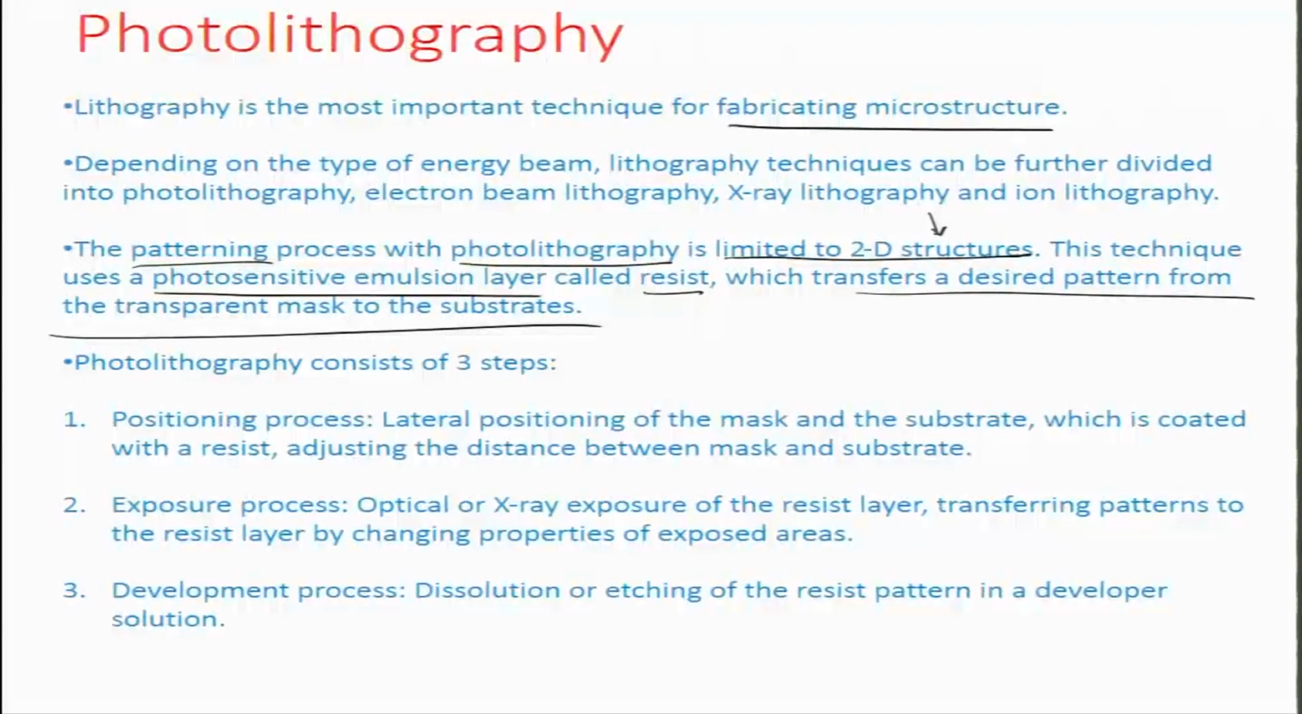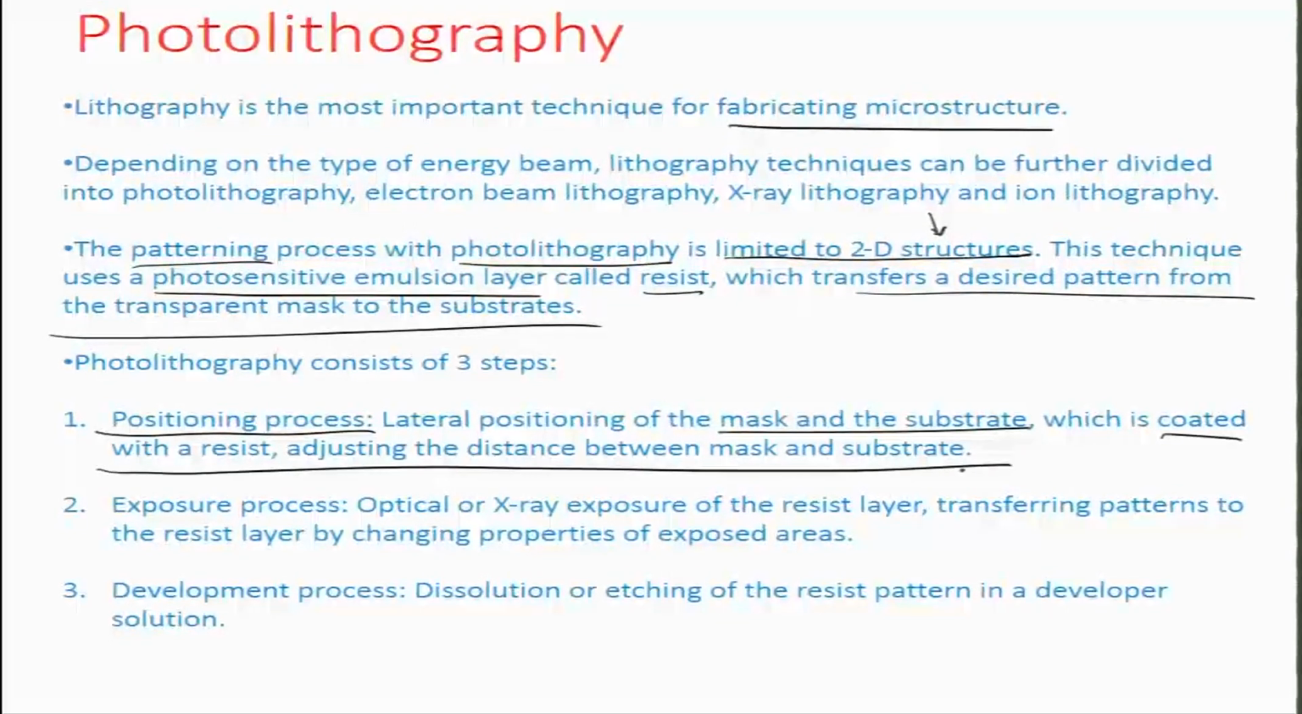As you probably recall, photolithography consists of the positioning process, where there is a lateral positioning of the mask with respect to a substrate being coated with resist. It is followed by adjusting the distance between the mask and the substrate so that there is no gap in contact lithography, particularly between the mask and the substrate. Then you do the photo exposure, where you use optical or X-ray exposure of the resist layers, transferring patterns to the resist layer by changing the properties of the exposed area. In this context, you had already seen how a negative tone resist behaves.